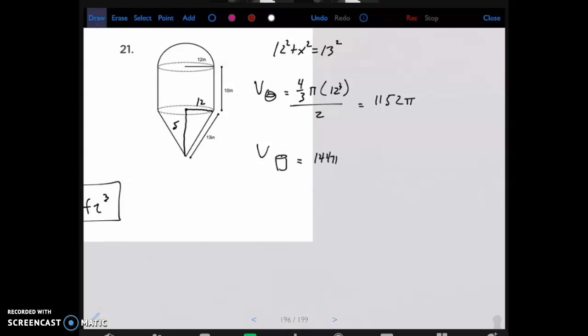Volume of my cylinder, that's going to be equal to area of the base, which is 144 pi, times the depth, or the height, which is 10. So that's going to be 1440 pi. I forgot to underline them.